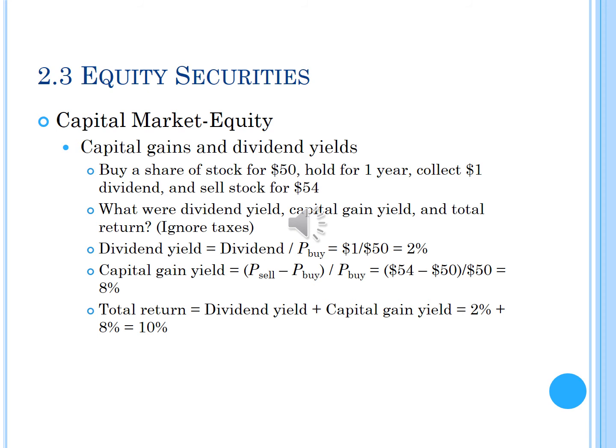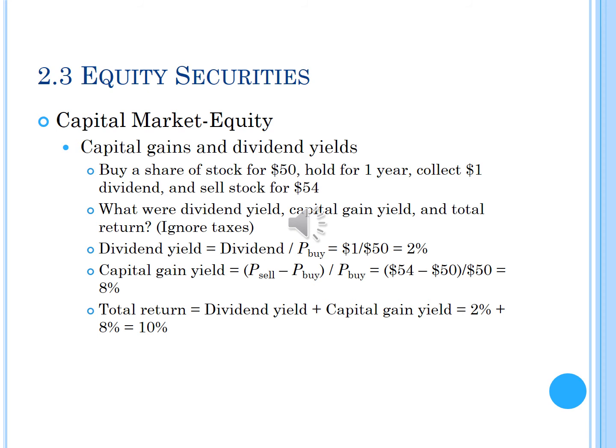Okay, so we have an example here to help us understand how we can calculate the return on a security or on an equity security investment. If we buy a share of stock for $50, hold that stock for 1 year, collect $1 dividend, and sell the stock for $54. Now, from these data, you can see that the capital gains were actually $4 because we purchased at $50 and we sold at $54.